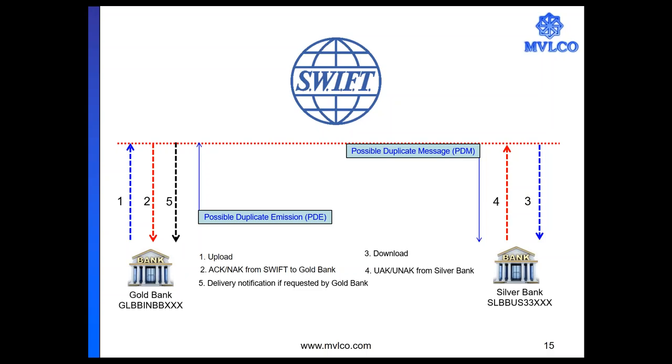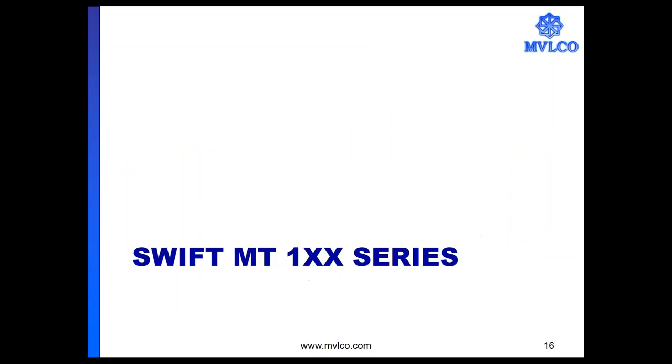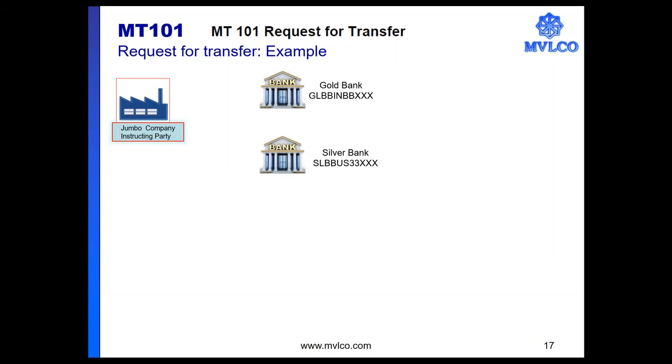Now, having understood the concept of delivery, let us now start with a discussion on the MT1 series, which is the core topic of our day, understanding the MT1 series. Now, let me take you one by one. The first message which we are going to discuss is the MT101, which is a request for transfer. Let me explain the scenario to you first. When we look at the scenario, then we understand it, and then I will explain how the messages are used.